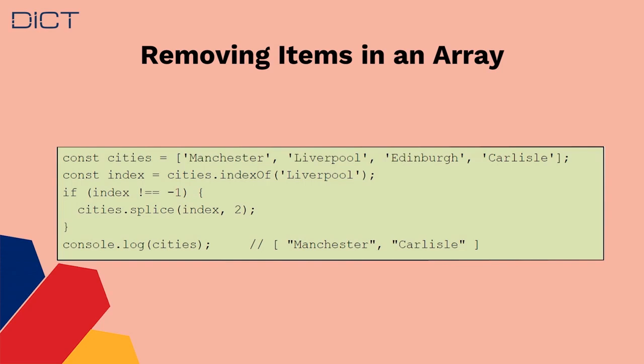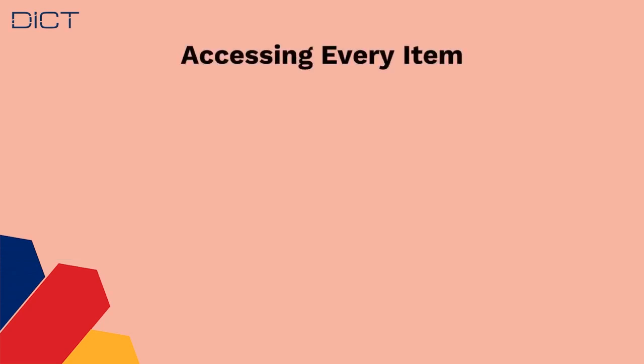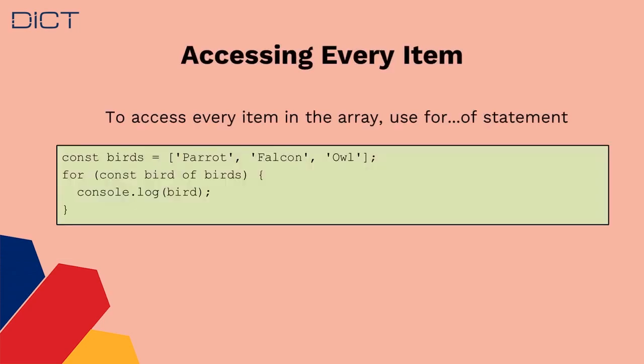So we have removed Liverpool and Edinburgh. Okay, so that's how you splice, remove items in an array using the index. Then we could access every item in an array. Very often you want to access every item in an array by using the for-of statement. We have used this in our looping statement modules.